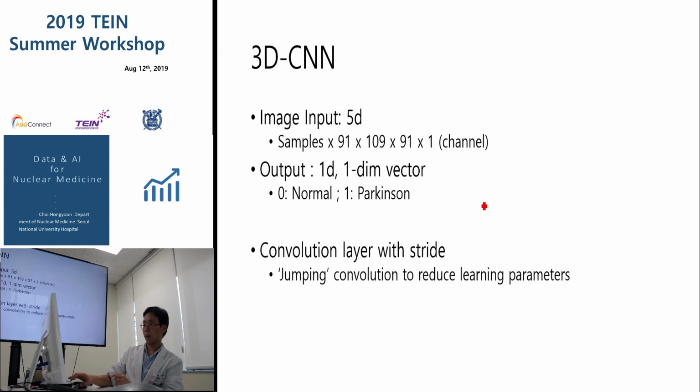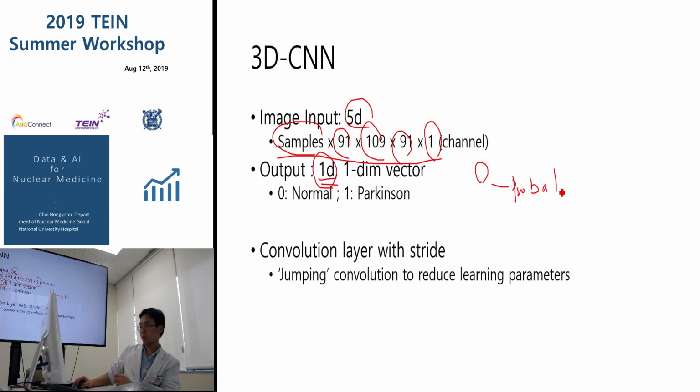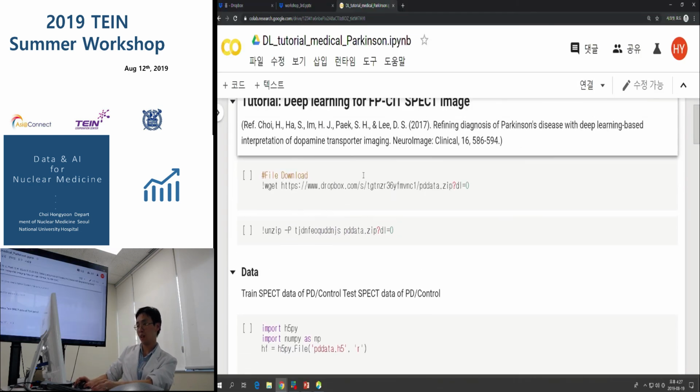We can reshape these images as pre-processing. The image input will have 5 dimensions: first is samples, then the x-axis, y-axis, and z-axis, and the last one is channel. The output will be just one dimension, because the purpose of this model is to differentiate SPECT images as normal or Parkinson's disease. So the last output represents the probability of Parkinson's disease. This is the brief introduction of this data.